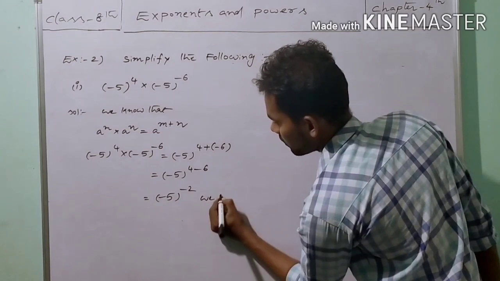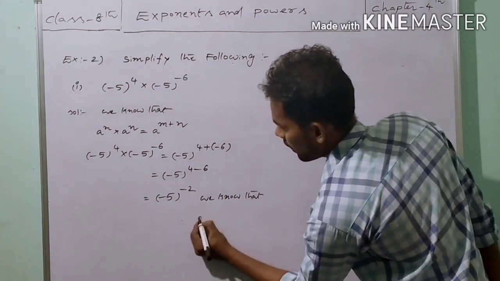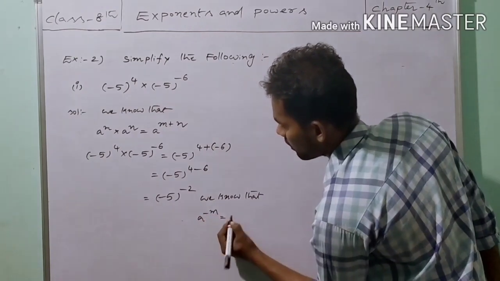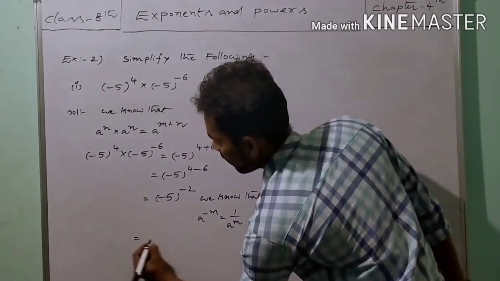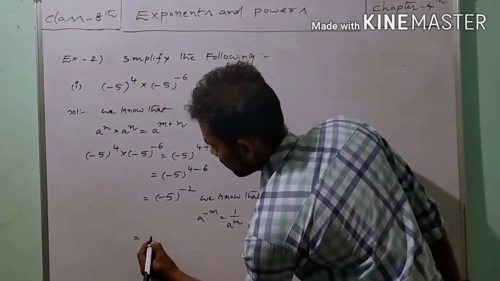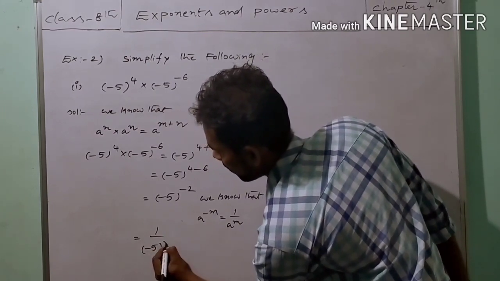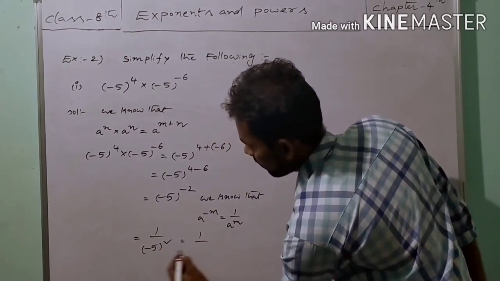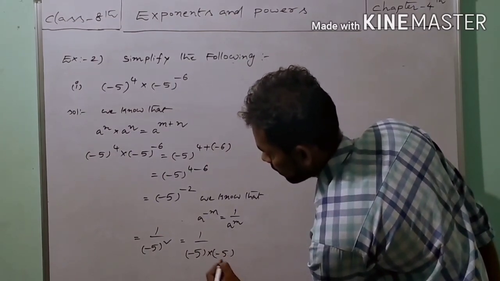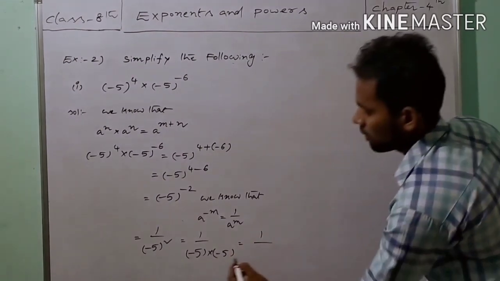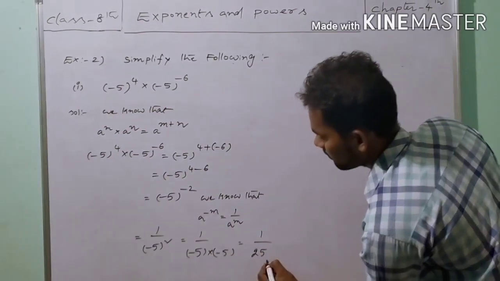We know that a power of minus m equals 1 by a power of m. So it equals 1 by minus 5 whole power of 2, equals 1 by minus 5 into minus 5, equals 1 by minus into minus plus, 5 fives are 25.